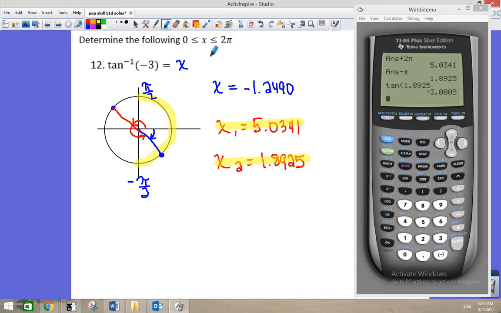We had to be aware that when we used the calculator for the first time, yes, it provided us the solution to the equation, but no, it was not in the interval that they wanted between 0 and 2 pi.